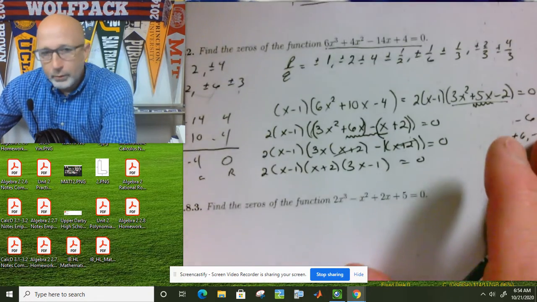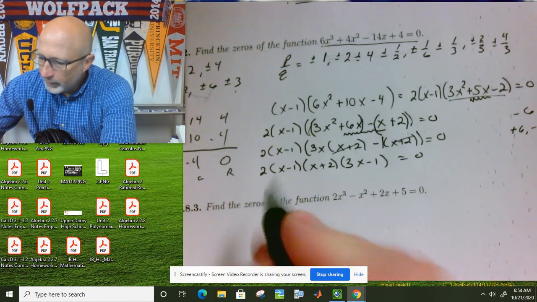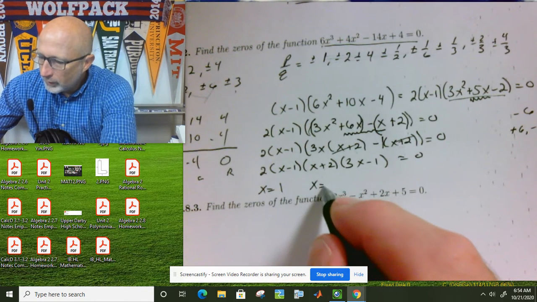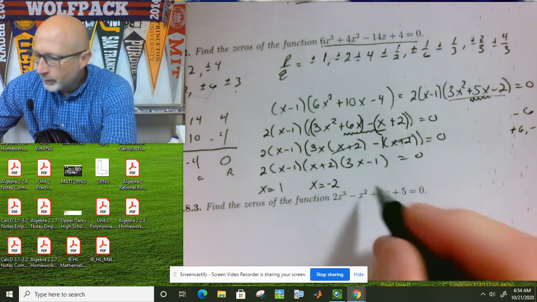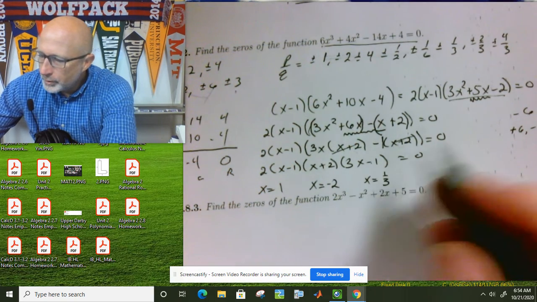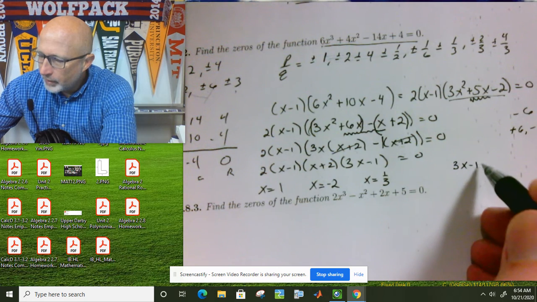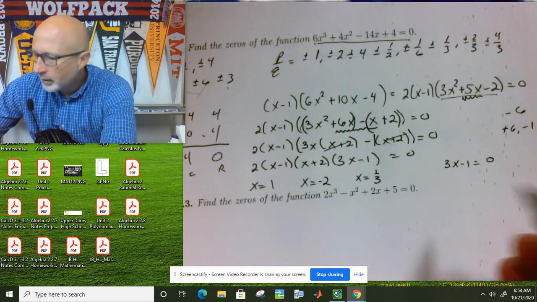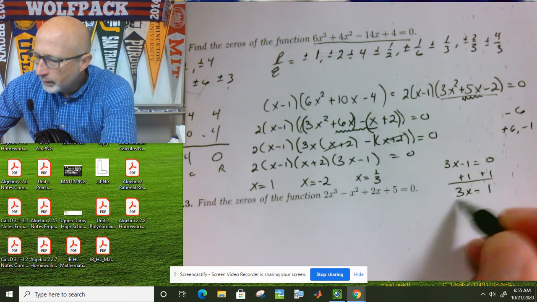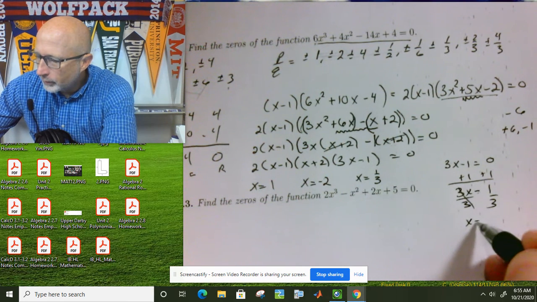So what are the roots here then? This one is going to give me x is equal to 1. This one's going to give me x is equal to negative 2. And this one's going to give me x is equal to 1/3. If you don't see that, remember what you do is you go 3x minus 1 is equal to 0, and then you solve. So plus 1, 3x is equal to 1, divide by 3, x is equal to 1/3.